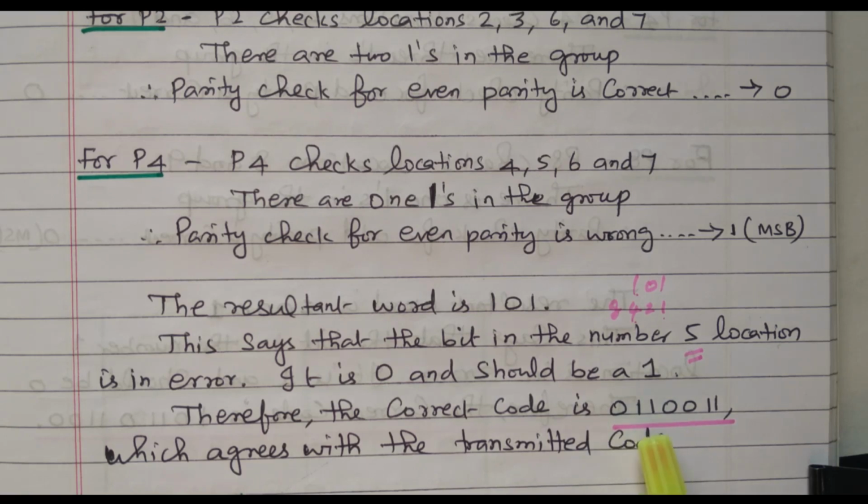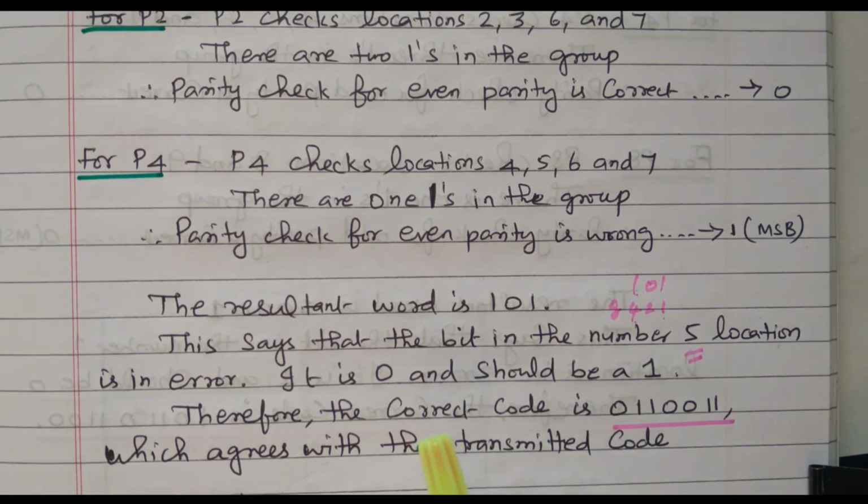So 0, 1, 1, 0, 0, 1, 1. This is nothing but the given answer. The Hamming code already given in the problem is 0, 1, 1, 0, 0, 1, 1, right. So there is an error in the 5th position. That error is the 0 available in the 5th position. That 0 is now converted into 1, right. So this matches the answer given in the problem itself. So the Hamming code that we framed is correct, right.